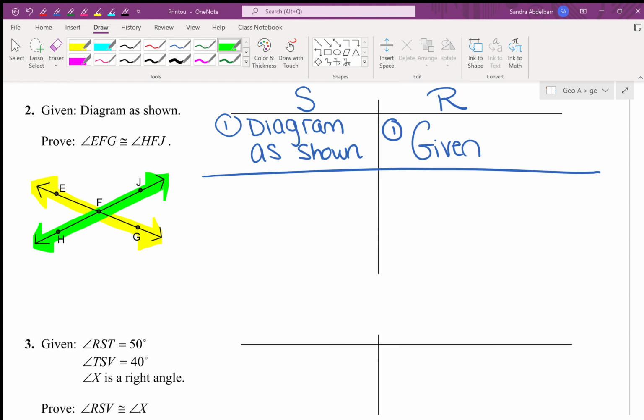But we have a problem. Can somebody tell me what the problem is here about our proof right now? There is a problem. We cannot state our proof statement at this moment. Olivia? Good. It didn't say it was straight angles. Remember, the reader only knows what's written in the proof. All that's written is diagram as shown. It didn't say that we have straight angles.